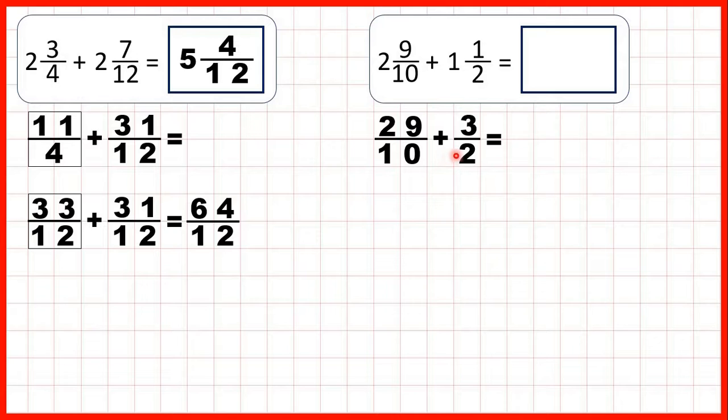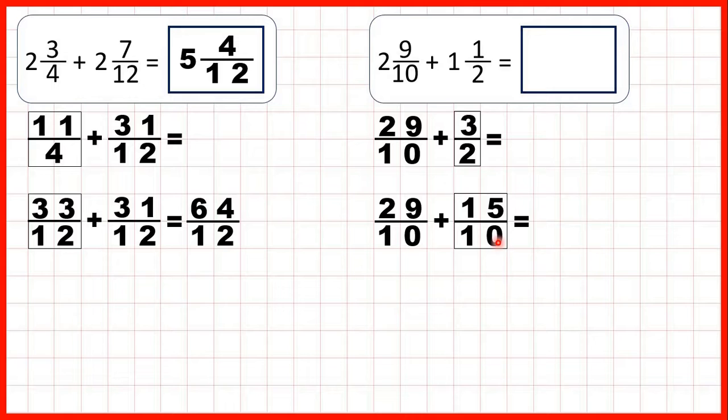But, again, to add fractions, we need the denominators to be the same. Now 10 is in the 2 times table, so we can find an equivalent fraction to 3 halves, which has a denominator of 10. So we keep the 29/10 the same, but instead of adding 3 halves, we can add 15/10. That's because 2 times 5 is 10, and what we do to the denominator, we do to the numerator as well, and 3 times 5 is 15.